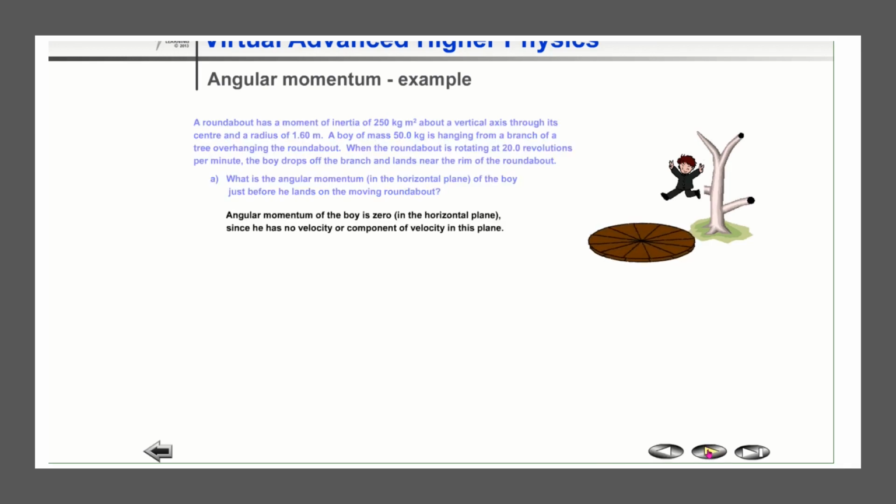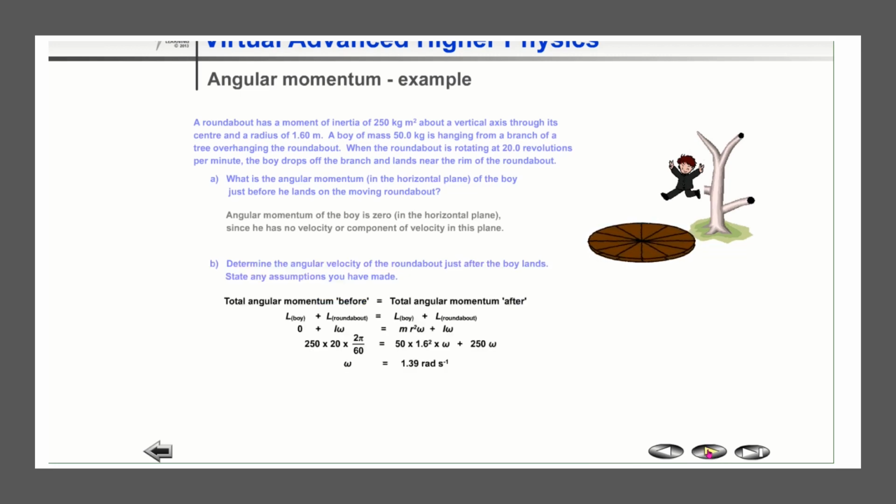The angular momentum of the boy is 0 in the horizontal plane, since he has no velocity or component of velocity in this plane. Determine the angular velocity of the roundabout just before the boy lands. State any assumptions you have made. The total angular momentum before is equal to the total angular momentum after. So when you substitute that in, that gives you an angular velocity of 1.39 radians per second.